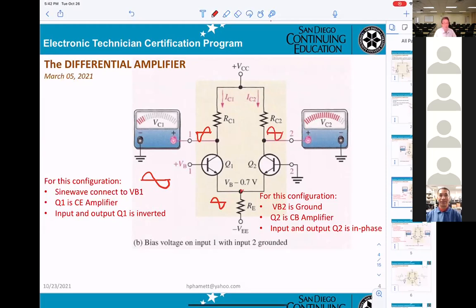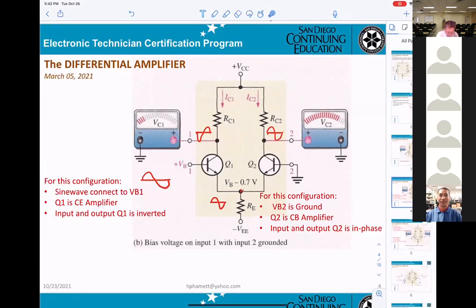You get the signal in phase with the input. Okay, so for you to understand, I already showed it here. The signal connects to VB1 here. Q1 is a CE amplifier. The input and output of Q1 are inverted. That's why you get this signal applied. The output here will be inverted.